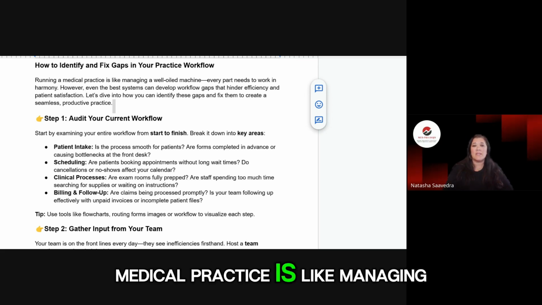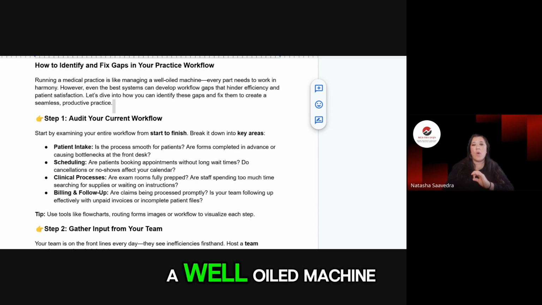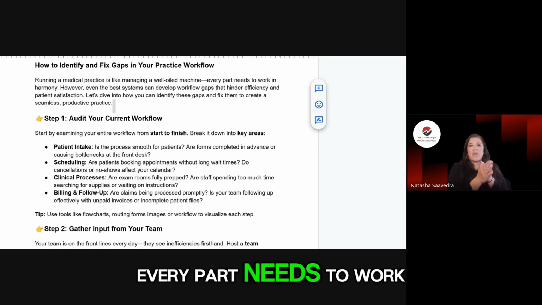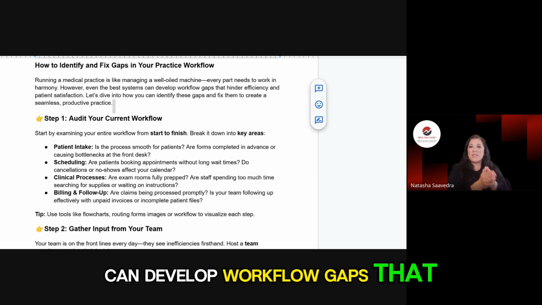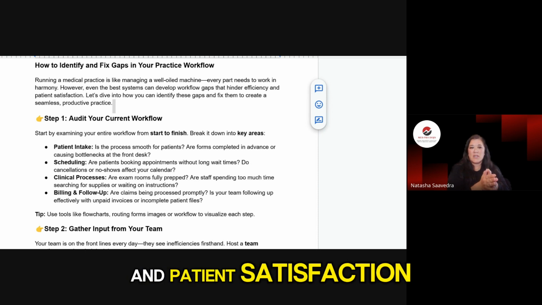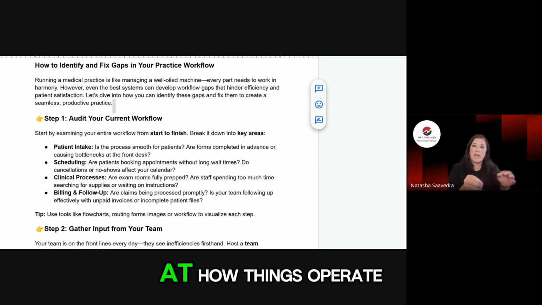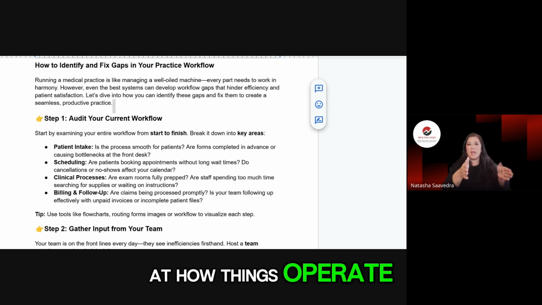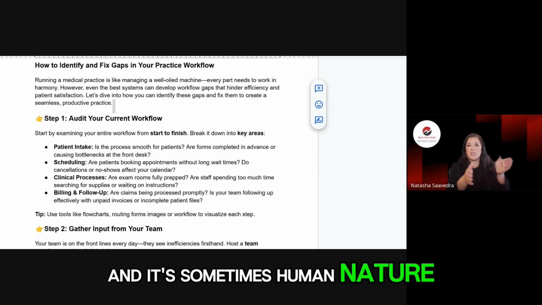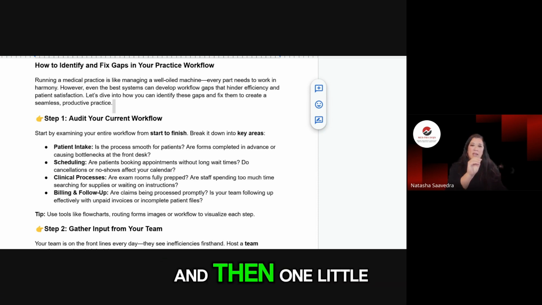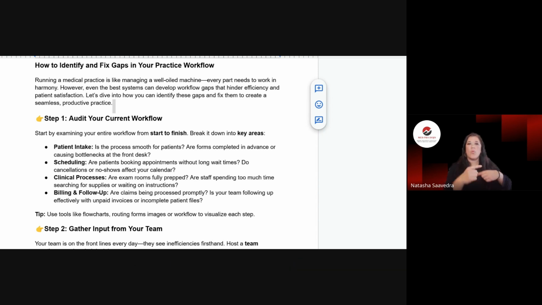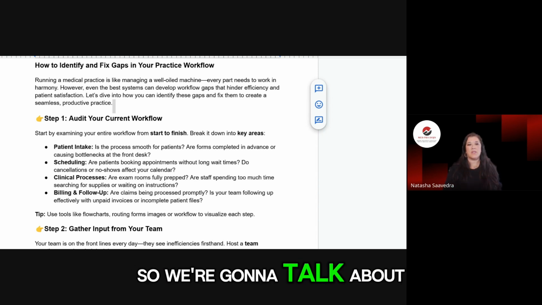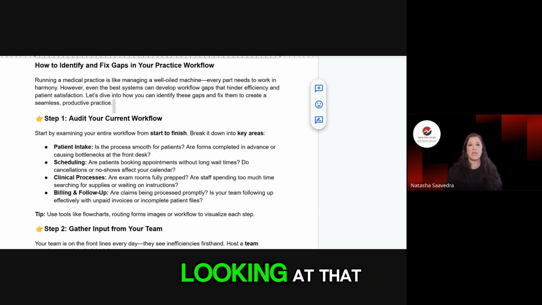Running a medical practice is like managing a well-oiled machine. Every part needs to work in harmony. Even the best systems can develop workflow gaps that hinder efficiency and patient satisfaction. So I want to really look at how things operate. It's sometimes human nature to say, oh, we've got this thing. And then one little tiny part of that sequence falls out and the machine doesn't run like it should. So we're going to talk about the steps in looking at that.